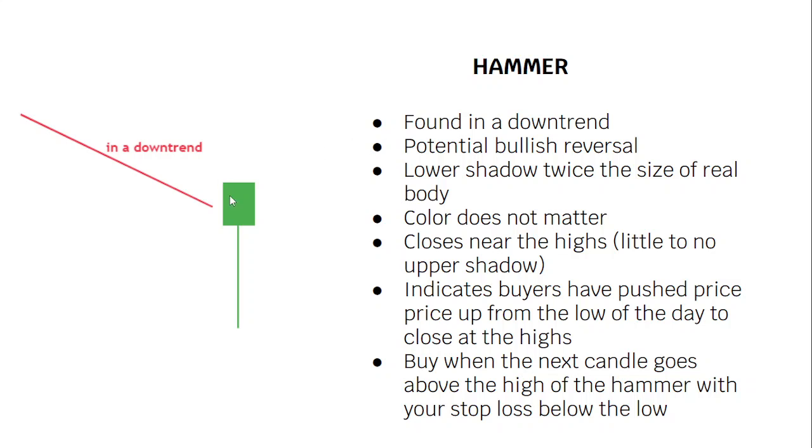So how to identify a hammer candle? This lower shadow has to be twice the size of this body. So remember, the body is from the open to the close, and then this line is the shadow. So as long as the shadow is twice the size of the body, we can call that a hammer candle. So the color doesn't matter. This could be red, this could be green. All that matters is that bulls push the price up to close near the high of the day.